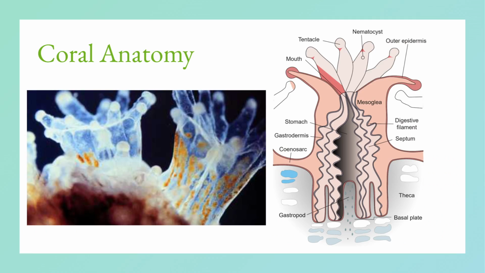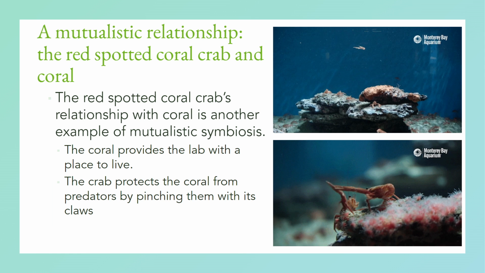Here's a closer look at coral anatomy. You can see that we still have one mouth and a gastrovascular cavity. We also have tentacles with nematocysts and two germ layers, an outer epidermis and an inner endodermis connected by mesoglea. However, a difference would be the calcium carbonate skeleton that is protective and can open and close.